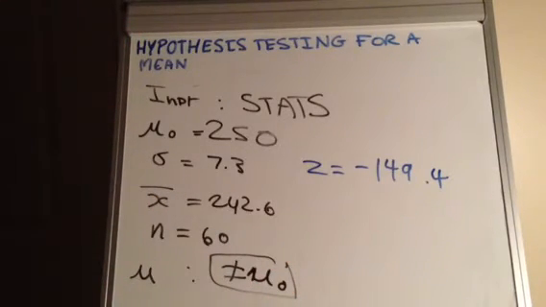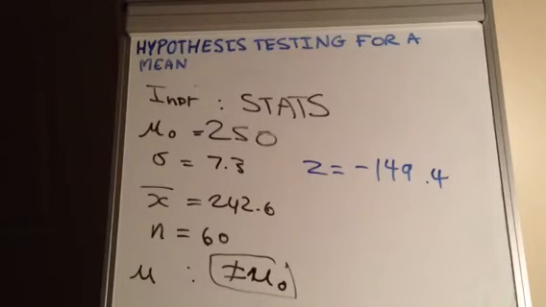Now let's think about what that means in context. It means that this value is 149.4 standard deviations to the left of the mean. That's very interesting indeed. Just by thinking about that sheer fact, you can get a sense of where the sample mean fits on the distribution, and the likelihood that the sample mean would actually correlate to the population mean given in the claim that the machine is dispersing 250 milligrams.